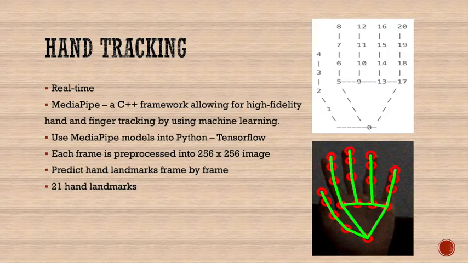Each frame is pre-processed into 256x256 images. Their input and output details are extracted and set a value of the input tensors. It predicts the hand landmarks frame by frame, which gave out 21 hand landmarks and should be displayed into the real-time tracking.